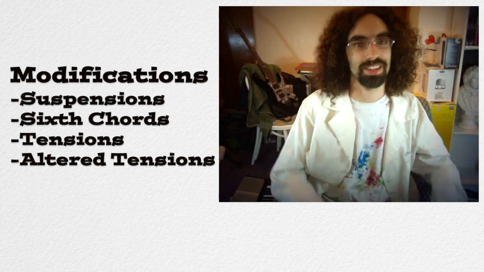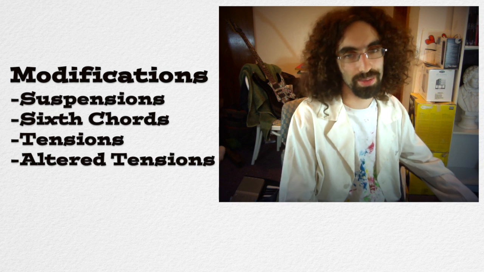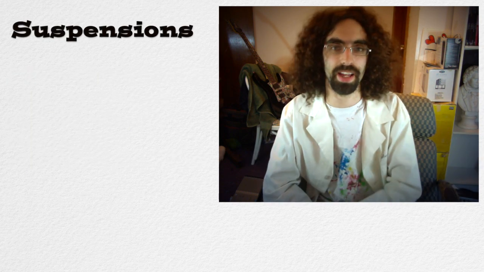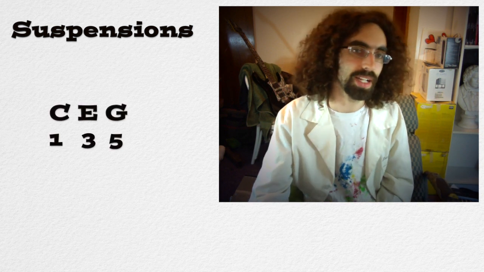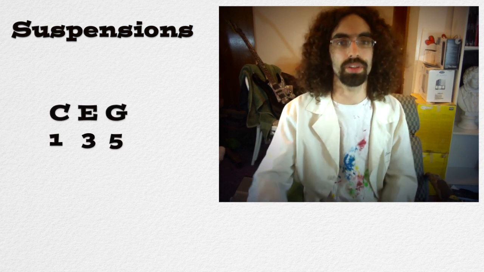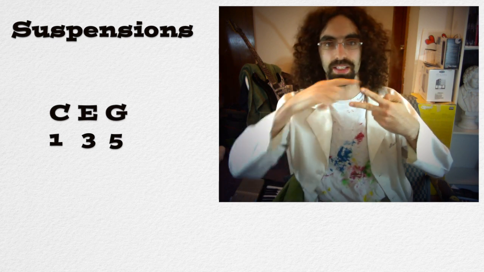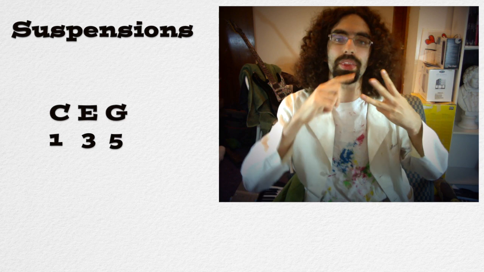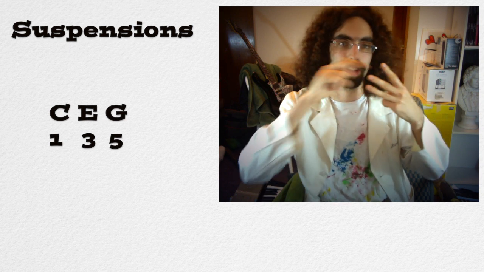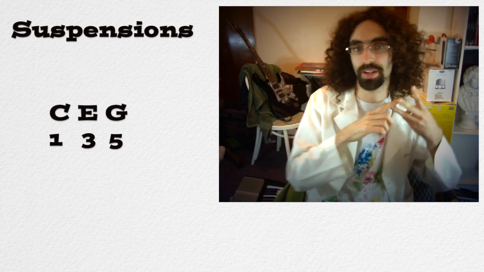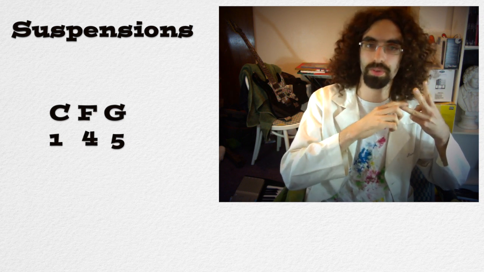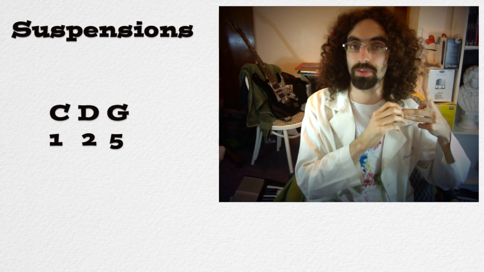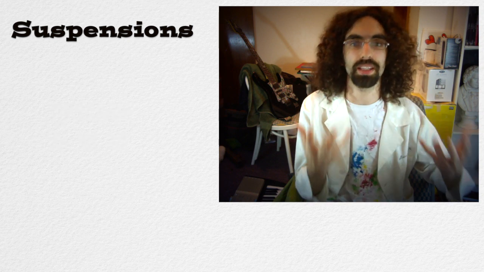So to discuss our first type of modification, the suspension, let's use our major triad. We'll use our C major triad as our example. In a C major triad, the root is C, the major third is E, and the perfect fifth is G, as we've discussed. And we're going to call this 1, 3, 5. Root, third, fifth. If you raise the third up to the perfect fourth from the root, or lower it down to the major second from the root, that's called suspending the third.